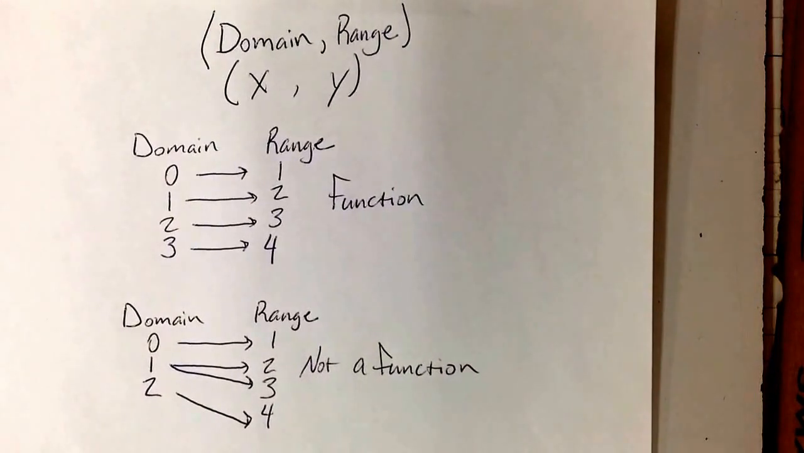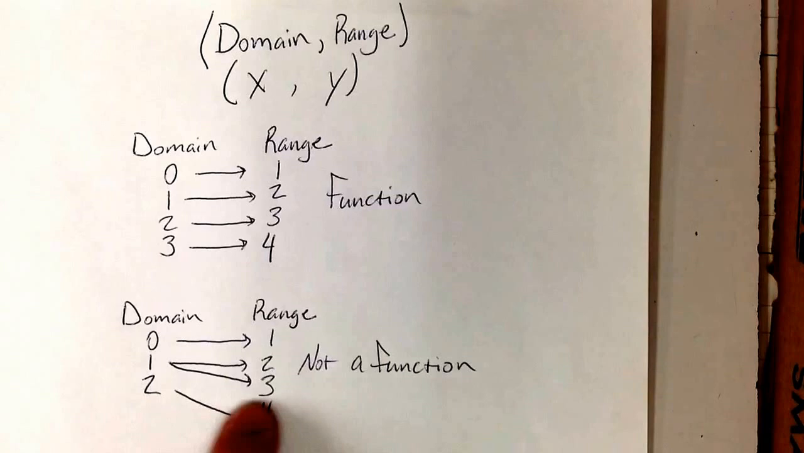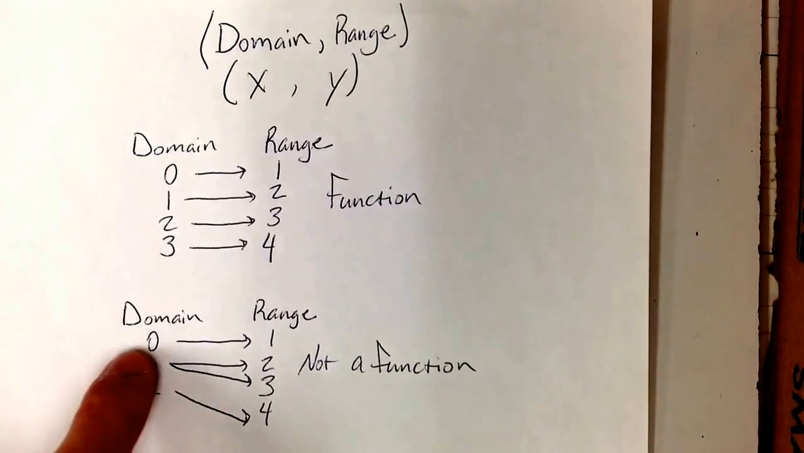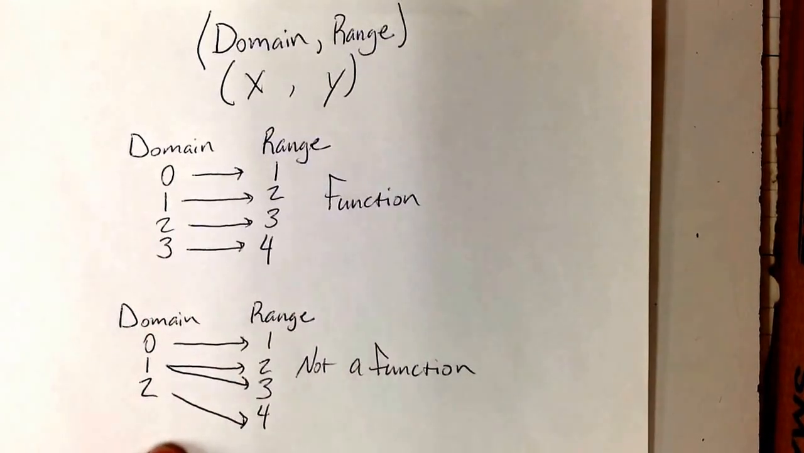Take a look at this example. 1 goes to both 2 and 3. That can't happen in a function. So if I was given this set of domain values and this set of range values, we would consider this to be not a function.